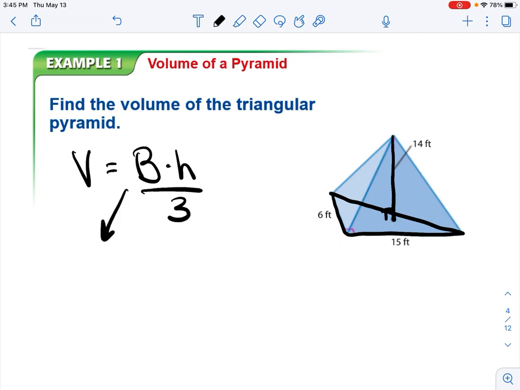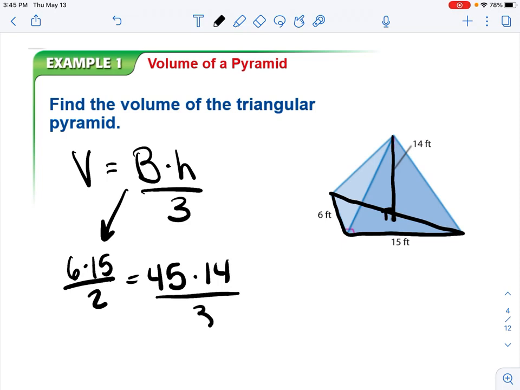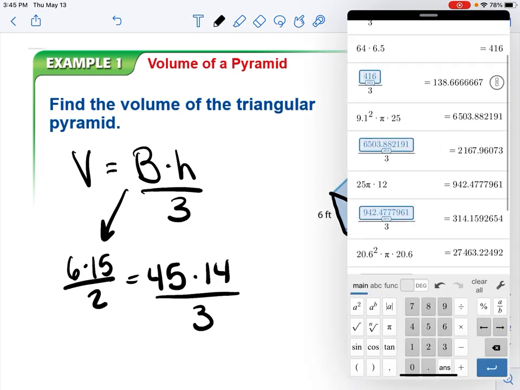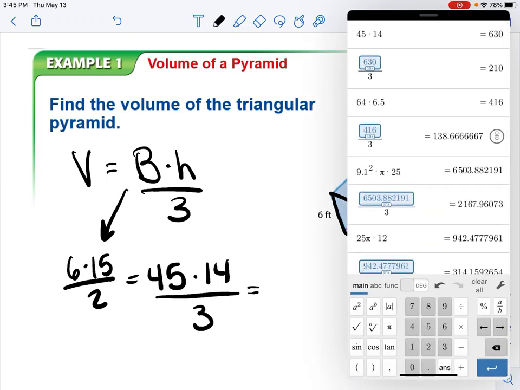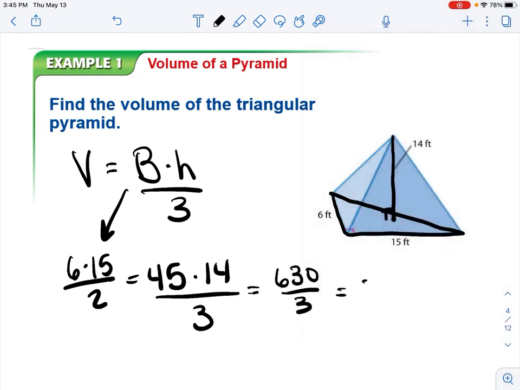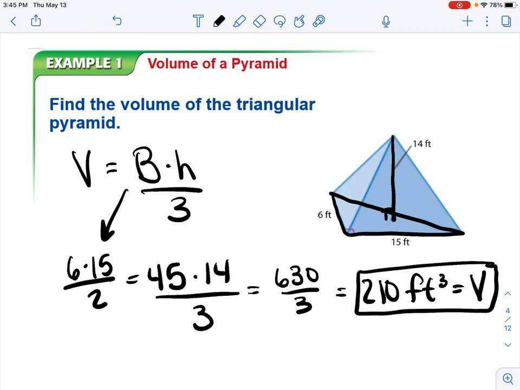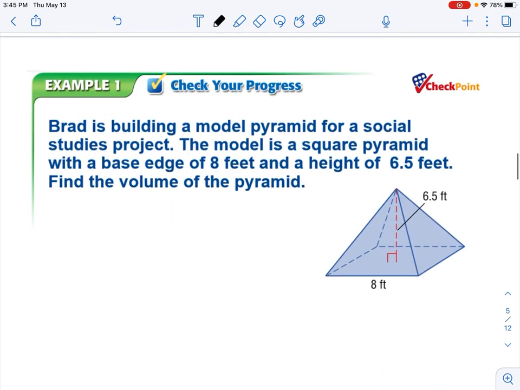Now our base equation, since it's the area of the base, we take 6 times 15 divided by 2. We end up getting 45 for that. Then we multiply 45 times the height of the 3D shape. So we get 630 divided by 3, which gives us 210 cubic feet for our volume. Pretty simple, actually. Let's try another one.